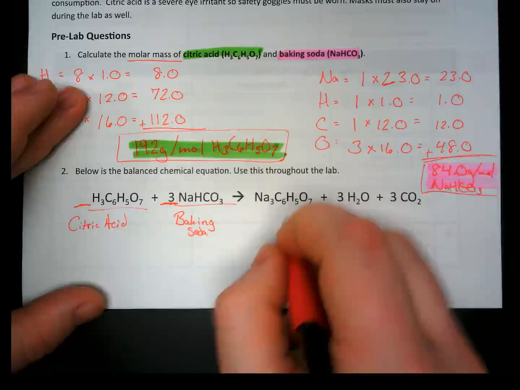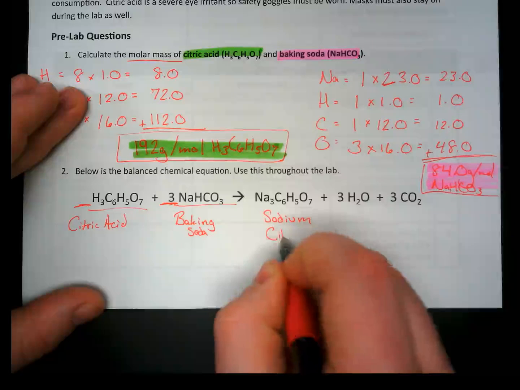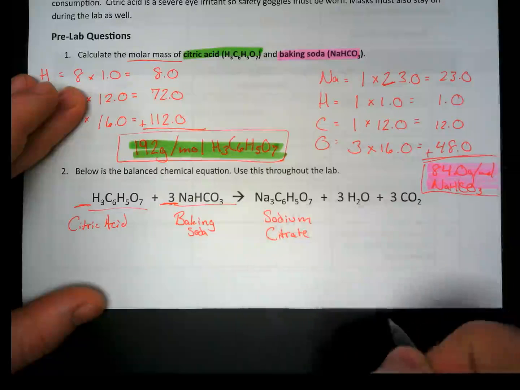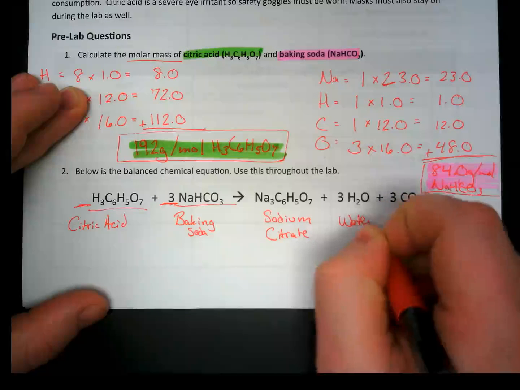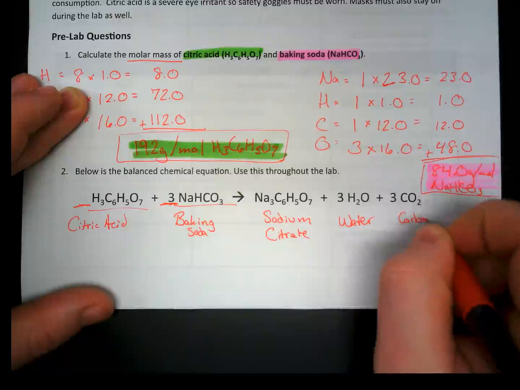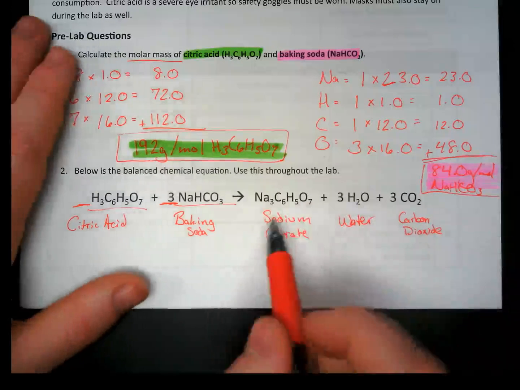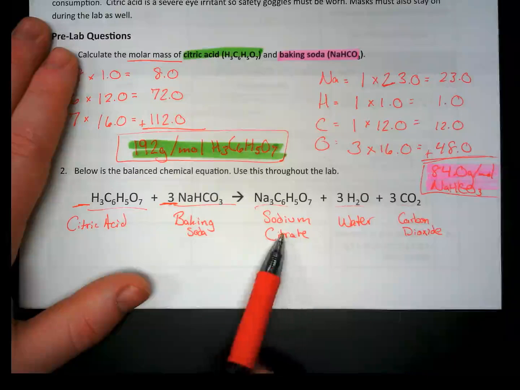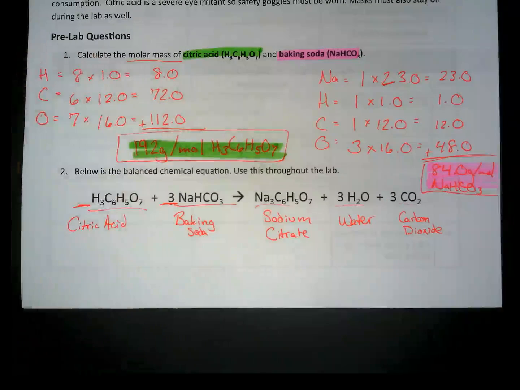And then this stuff here, we don't need to really know what it is, but just to let you know, it's sodium citrate. So here we've got sodium citrate, and that's one of our products. Another product here is just water, and then another product here is going to be just carbon dioxide. Okay, so just in case you're wondering what each of these are, this is what each of them represent. Especially this one was the unknown, and that's what that is, just sodium citrate.